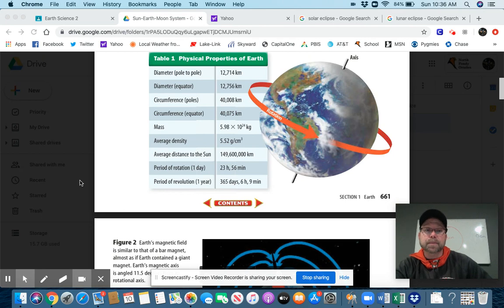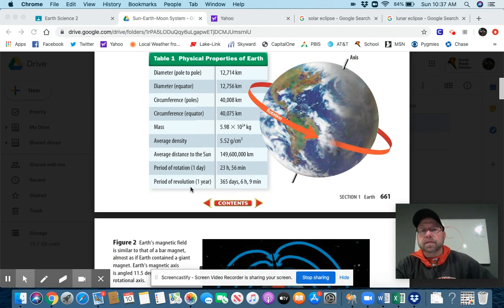Period of rotation, that means how long does it take for the Earth to spin around once, to rotate once? And we call that a day. And we're pretty programmed to know that a day is 24 hours. However, the actual amount of time that it takes to rotate or spin around once is 23 hours and 56 minutes. So there are 4 minutes in there that are unaccounted for, kind of. I'll teach you about that in a second.